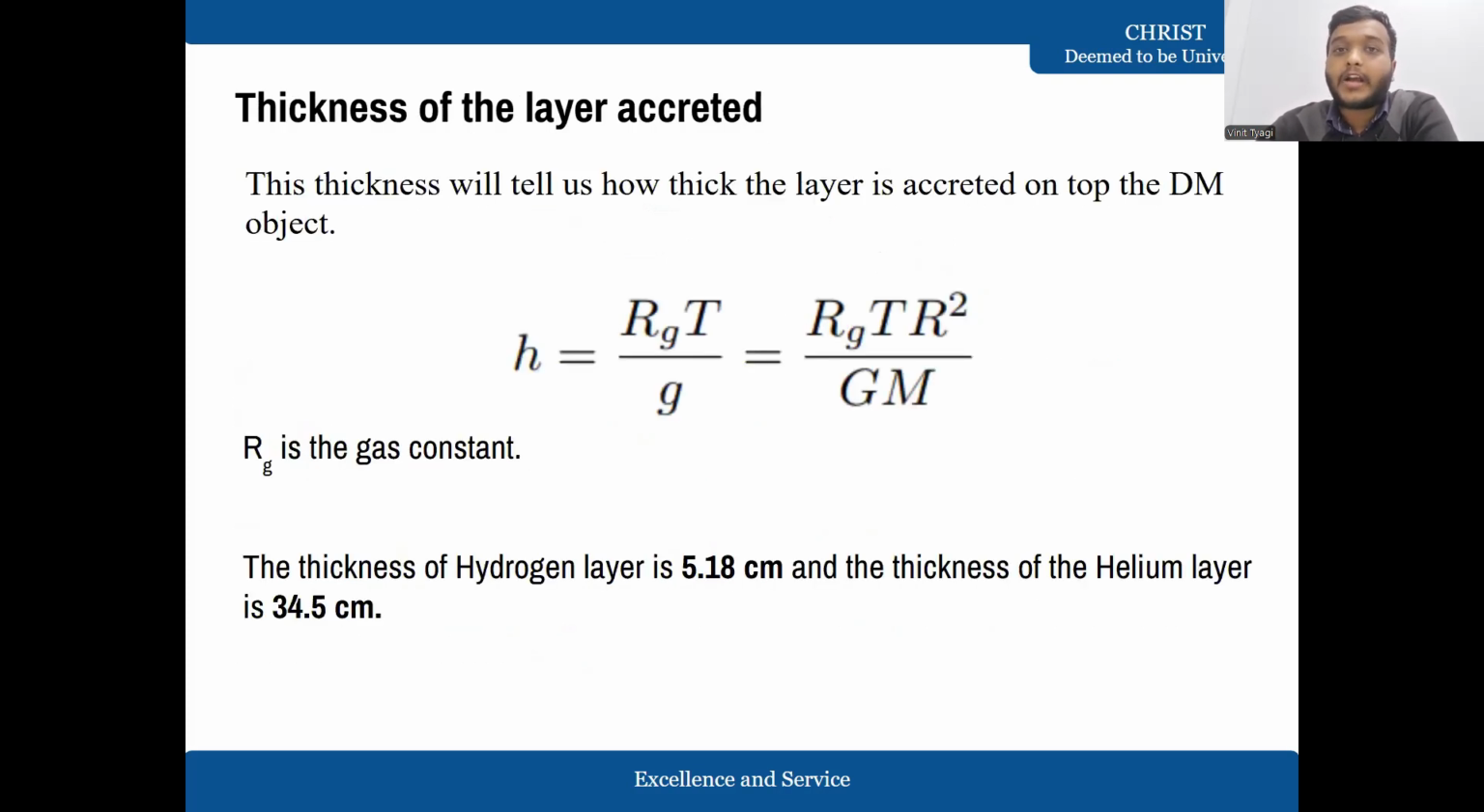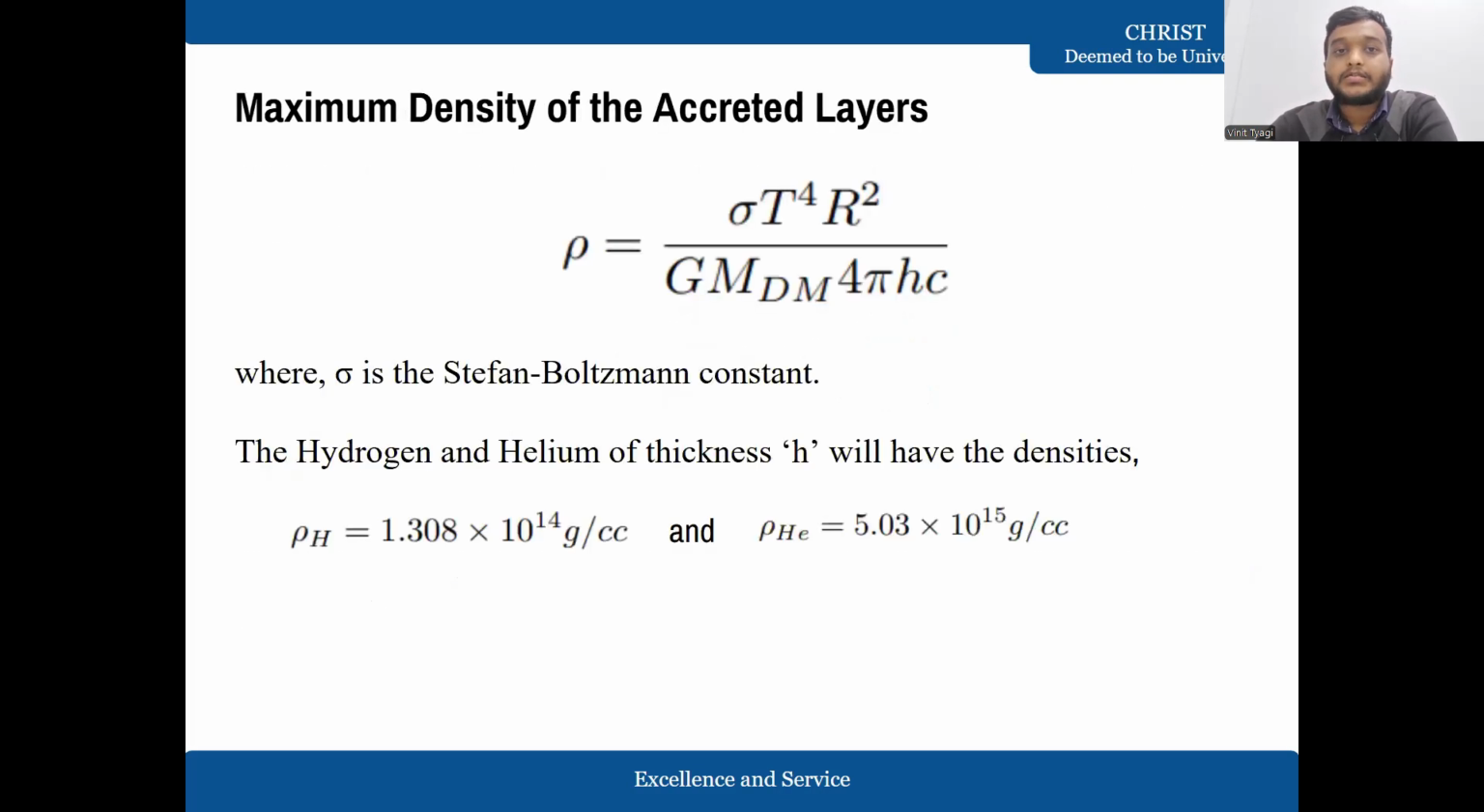From this, we can calculate how thick the layer will be, which is given by Rg T by g, where Rg is the gas constant. The hydrogen layer will be 5.18 centimeters and the helium layer will be 34.5 centimeters. Using this, we go back and calculate the density, which was found to be 10^14 gram per cc and 10^15 gram per cc.